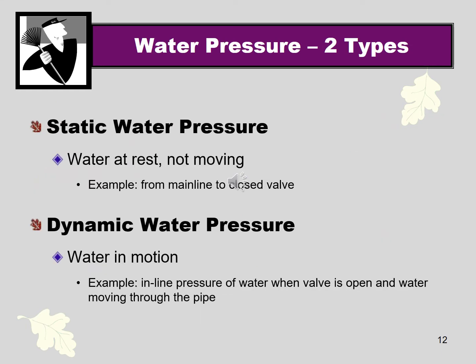Two types of pressure to know about as far as water and irrigation systems is static water pressure, when the water is in the pipe but it's not moving, like the valve is closed, so your irrigation system is not on and the water's just sitting there, but it is under pressure. That's static water pressure. Then your valve opens, or your hose spigot, you turn it on, water shoots out. That's dynamic water pressure. So the water is moving now and it still has pressure. That would be the dynamic water pressure, water in motion.